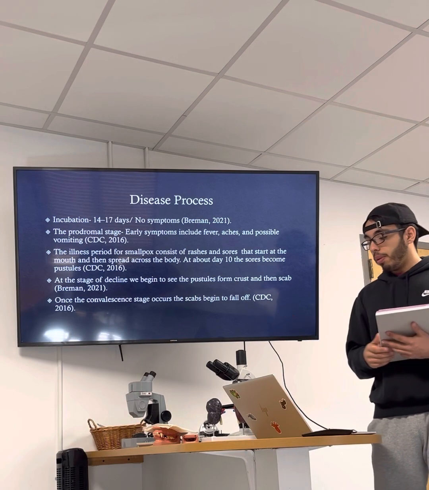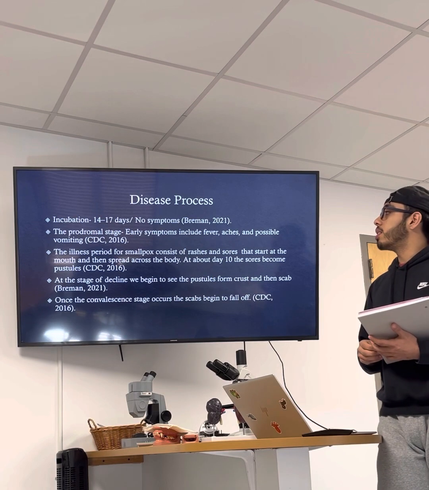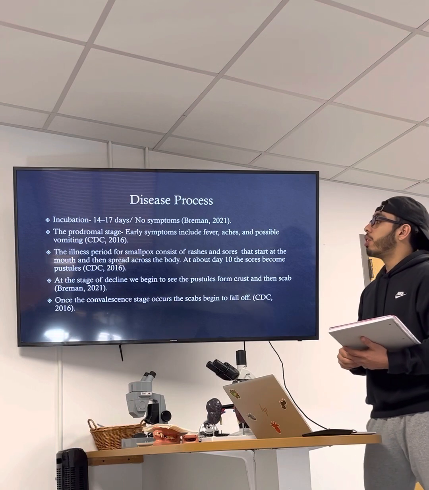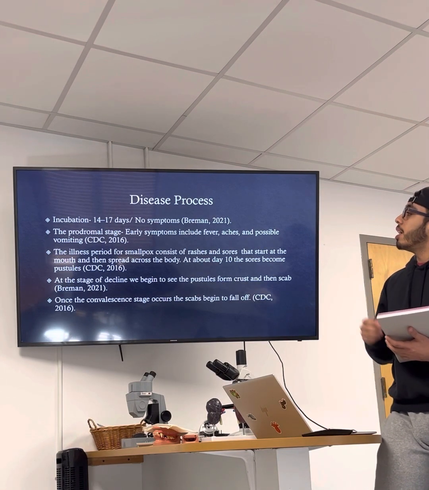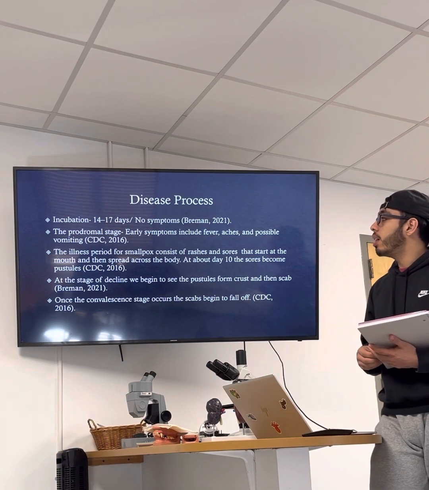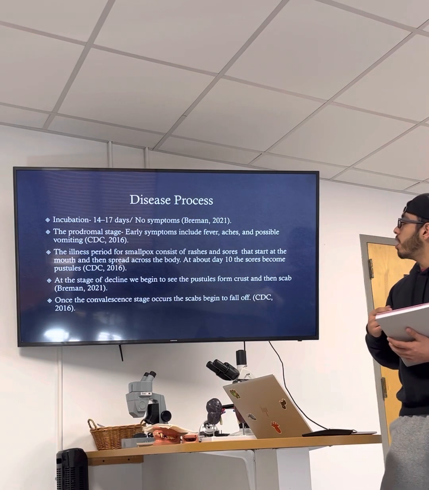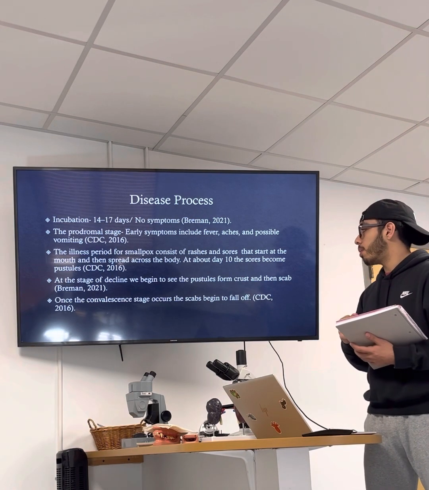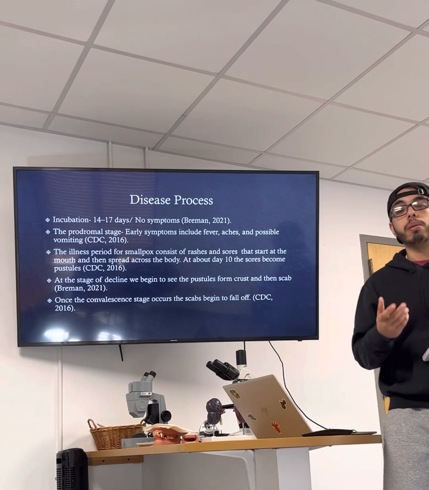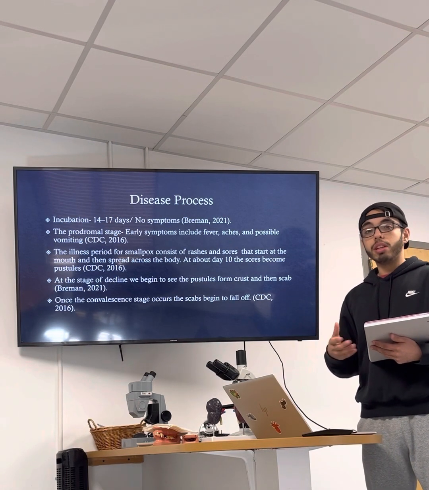So for the disease process, the incubation for smallpox is about 14 to 17 days. At that point, you usually do not have symptoms. The prodromal stage is the early symptoms, so this will include fever, aches, and possible vomiting. The illness period of smallpox consists of rash, sores that start on the mouth and then spread across the body. This usually happens about day 10 when the sores will become pustules. So this means that they are now starting to begin filling with fluid or pus.